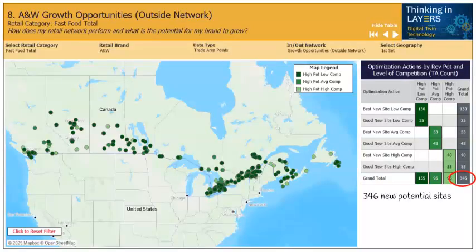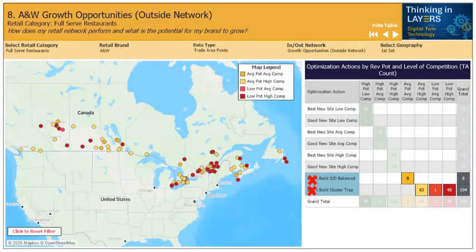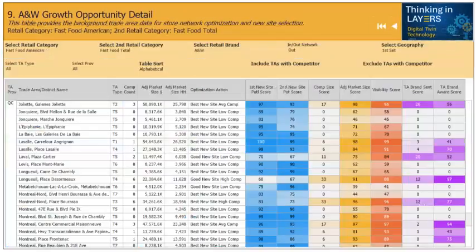Let's expand the analysis even further and set the retail category to full-serve restaurants and again remove the low revenue potential sites. Going to the trade area tab shows that we have found 234 excellent potential new sites, most of which are in neighborhood trade areas. Not surprisingly, the same trade area types typically overlooked by conventional location methods. Now let's go to the detailed data tab with our results.